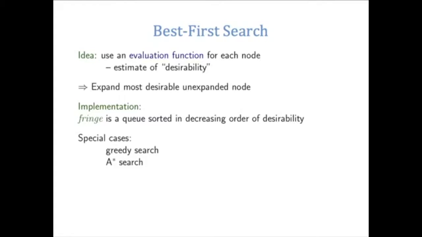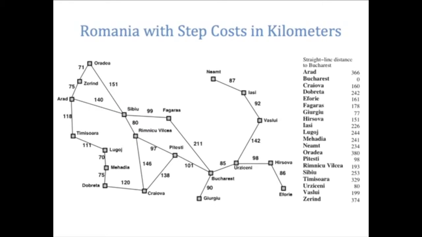Well, we're going to take a look at two ways to do that, two cases of best first search. The first of that is going to be greedy search, which we'll see is not optimal. And then we'll take a look at A-star search, which is one of the classic results or techniques in artificial intelligence. Well, we're going to do this in the context of the problem of getting from Arad to Bucharest.